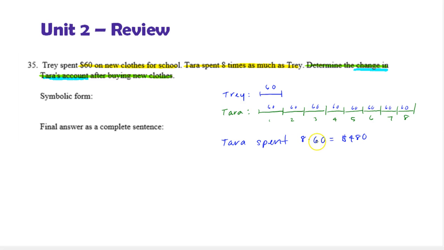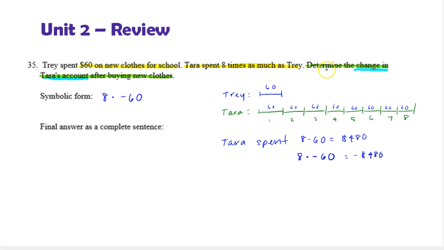Okay. But if we want to determine the change in Tara's account, notice the 8 isn't negative. What's negative here is each of the 8 60s. The 60s are negative because they're being taken away from her account. So the change in her account is 8 times negative 60. So that's our symbolic form, 8 times negative 60. And that results says that the change in her account is negative $480.